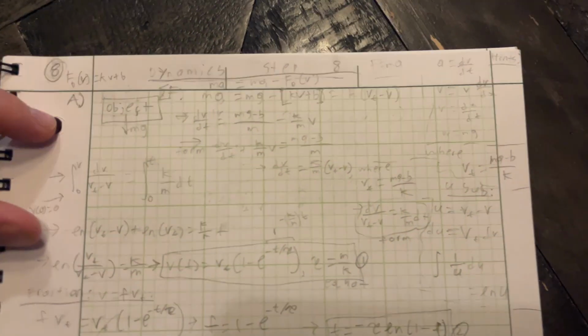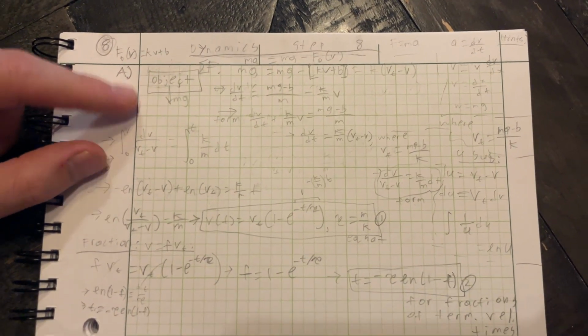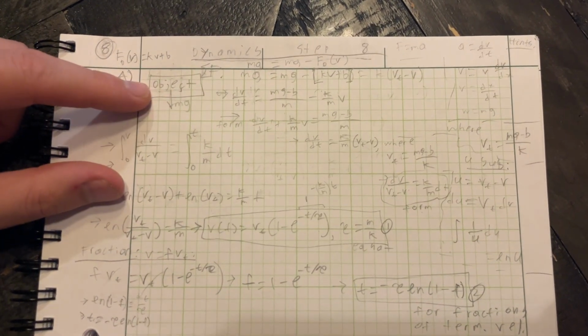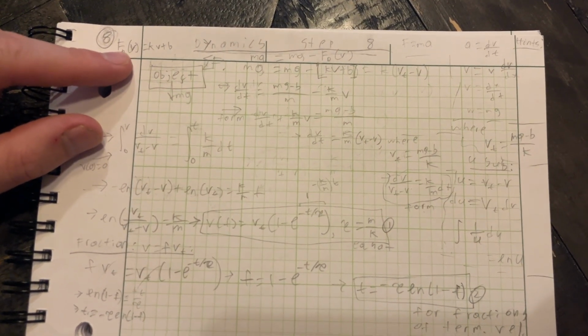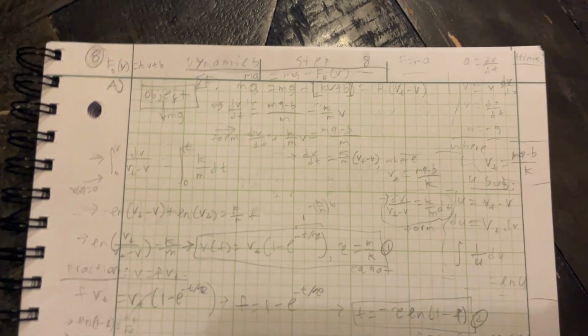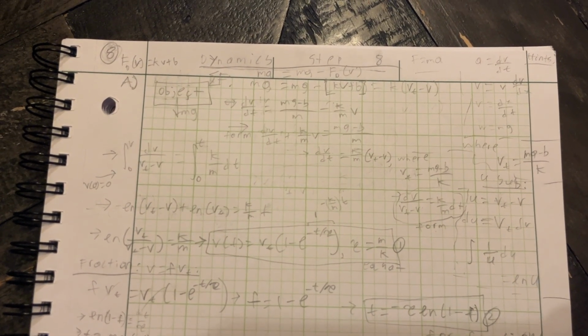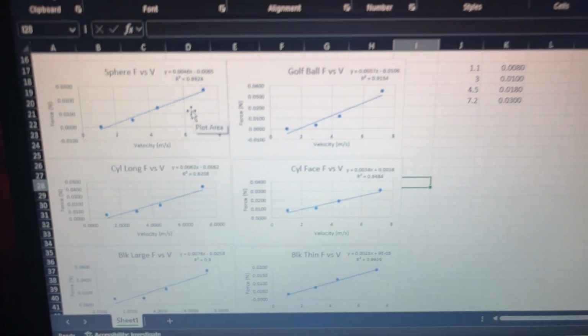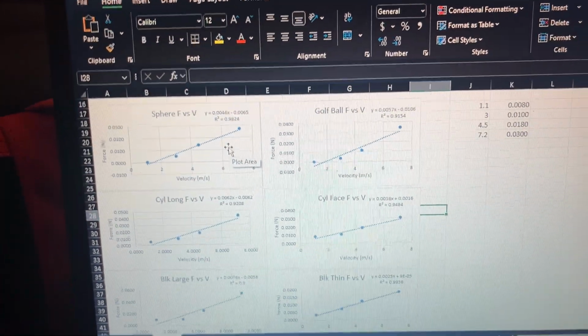I made a free body diagram, and to make the signs less gross, I made the convention that up is down and down is up. So you can see the force of drag is equal to kv plus b, and you could see the force versus velocity graphs from step 5 through 7.